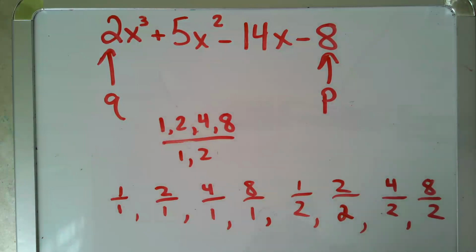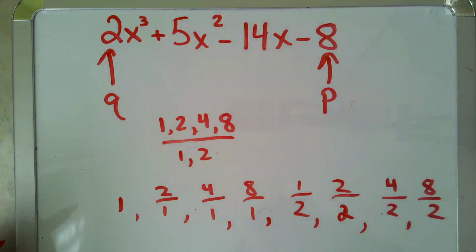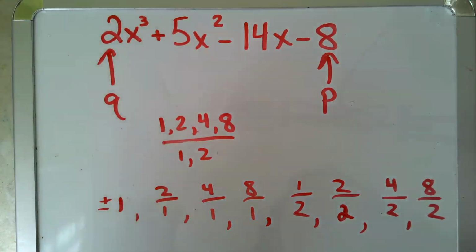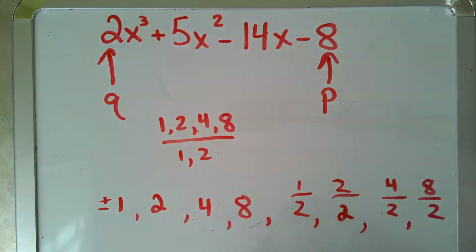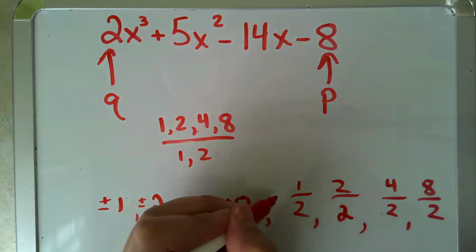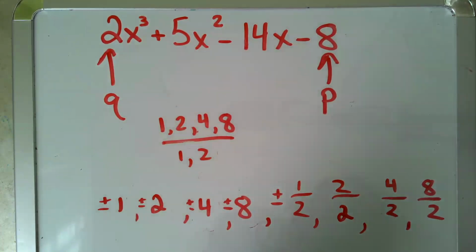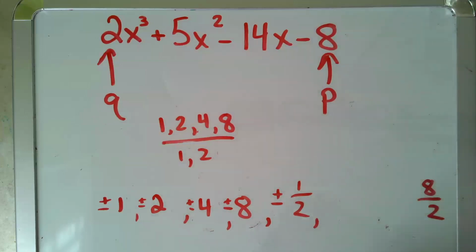Now, these reduce and several of them double. So 1 over 1, that's 1. And at this point, let me mention that each of these is plus or minus. So plus or minus could be a factor. Okay, 2 over 1 becomes 2, and that will be the same for these next ones, 4 and 8. And all of these get our plus or minus. All right, 1/2 doesn't reduce any further. That's just plus or minus 1/2. 2 over 2 reduces to 1, which we already have. 4 over 2 reduces to 2, which we already have. And 8 over 2 reduces to 4, which we already have.